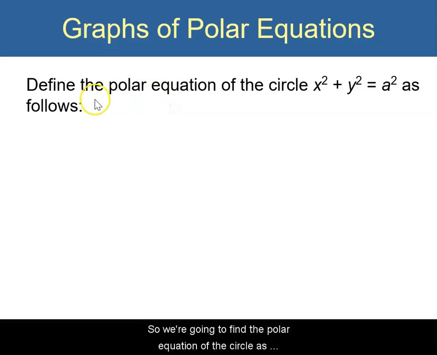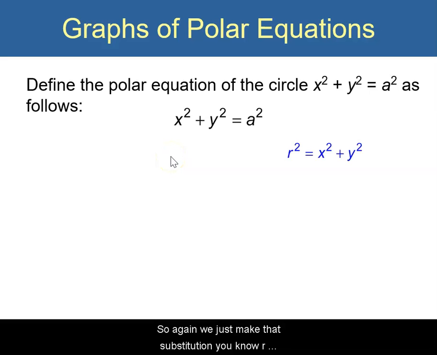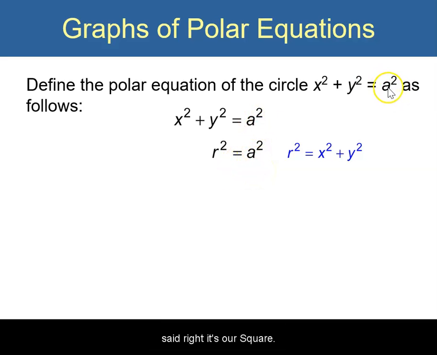So we're going to define the polar equation of the circle as x squared plus y squared equals a squared, where a is the radius of the circle, right? So again, we just make that substitution. We know r squared is x squared plus y squared, so instead of r cosine theta squared plus r sine theta squared, we can make this substitution as r squared equals a squared, which is exactly what it just said, right? It's r squared.